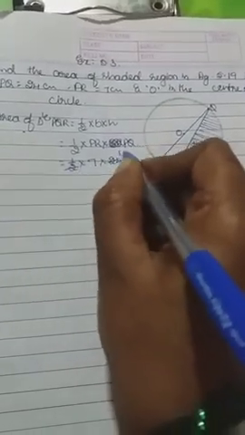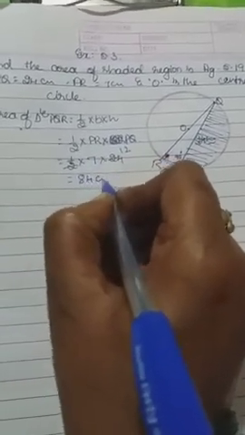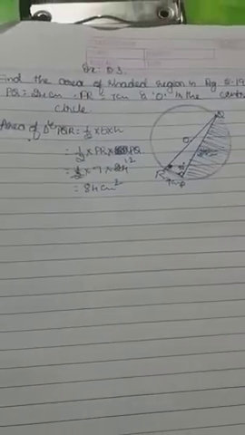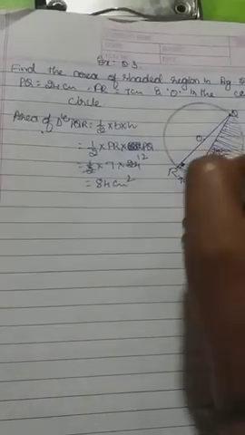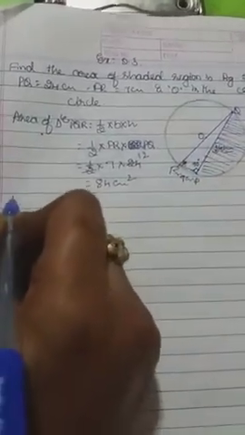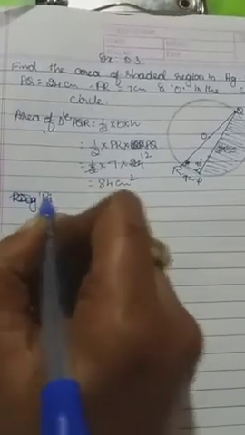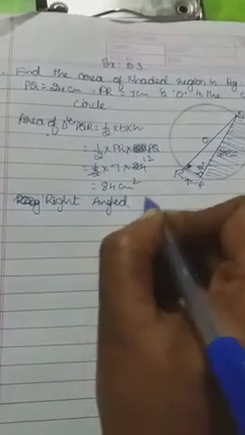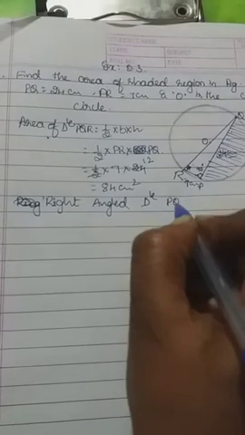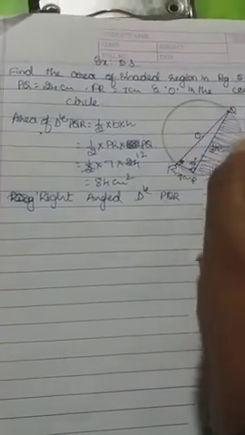So that should be 24. So 2 12s are 12, 12 7s are 84 centimeter square. This is okay. Next, we take this right angle triangle PQR. In this we can use the Pythagoras theorem for a right angle triangle.